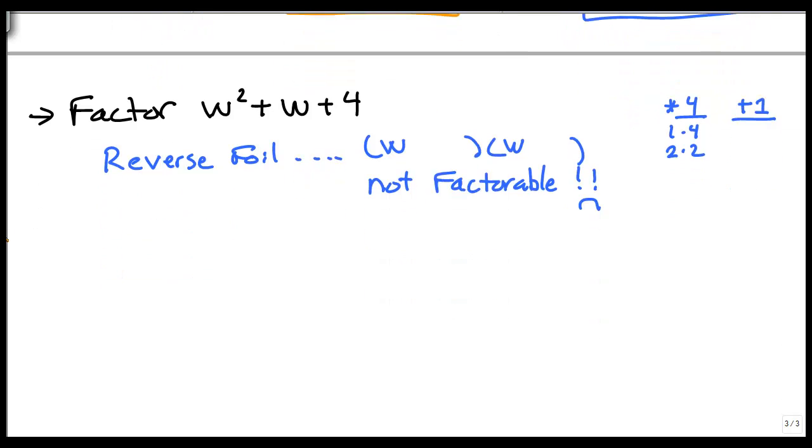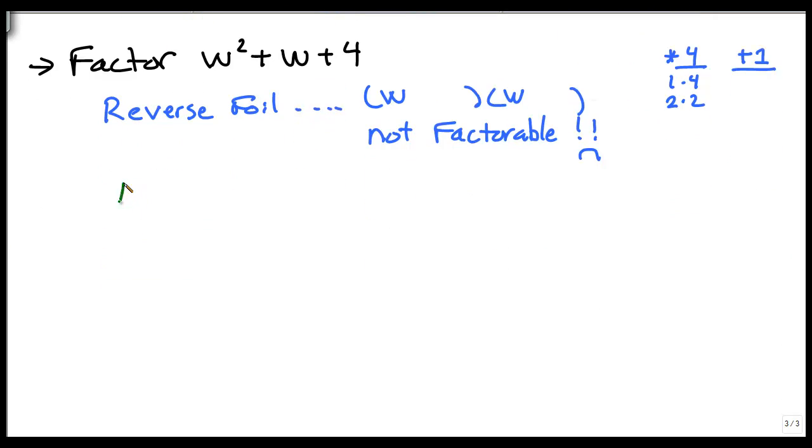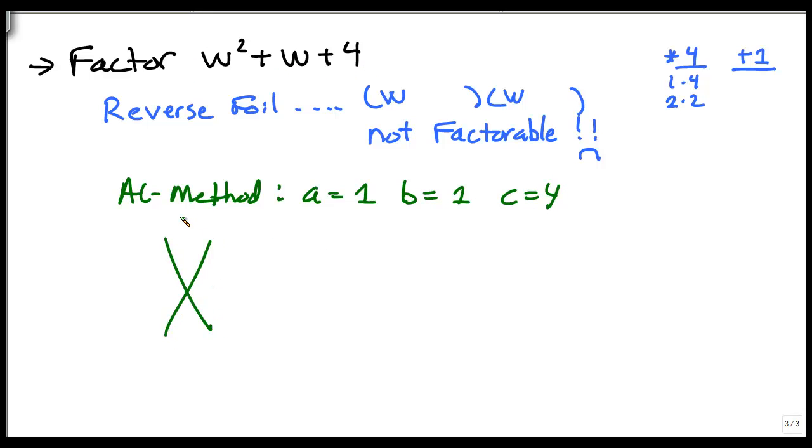Now how would we have come up with this with the AC method? Again, in this case, A is 1, B is 1, and C is 4, and those are just pulled right off. AC, I have 1 times 4 is 4, B is 1, two numbers multiplied together that give me 4, added together that give me 1. You can see 4 times 1 is 4, 2 times 2 is 4, 4 plus 1 is 5, 2 plus 2 is 4. I can't switch the signs on these. There's no way that I'm going to get a 1 out of this.